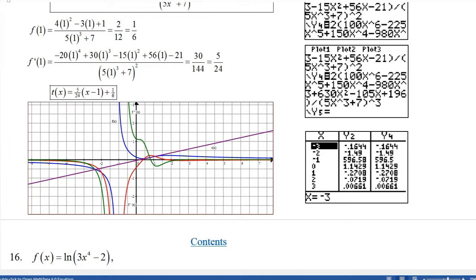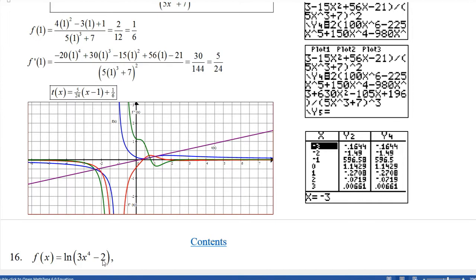This is Jack Jackson. In this video we want to try to find the first derivative, the second derivative, the formulas for those, and the formula for the tangent line to this function here when x equals 1. And our function is f of x equals the natural logarithm of 3x to the fourth minus 2.